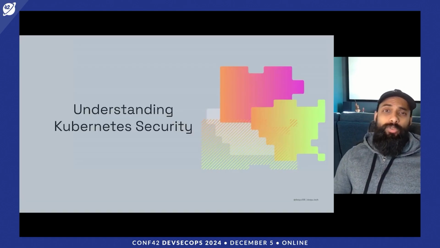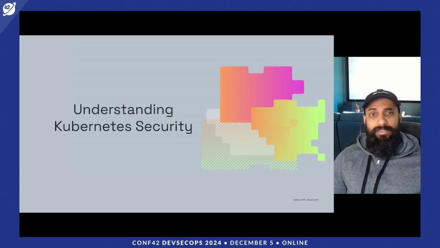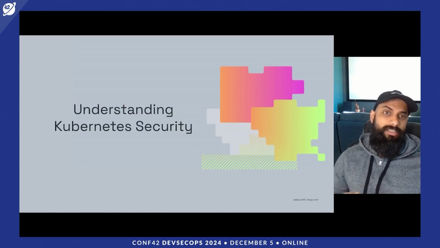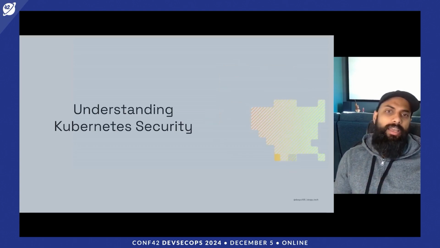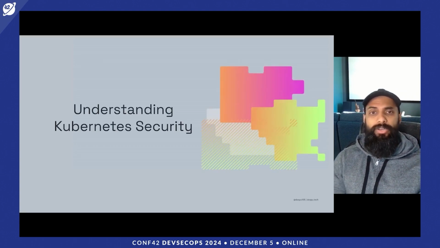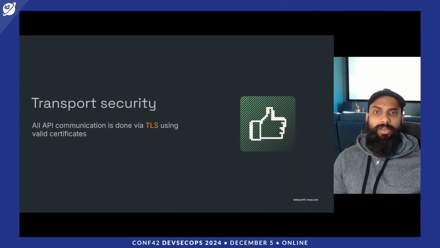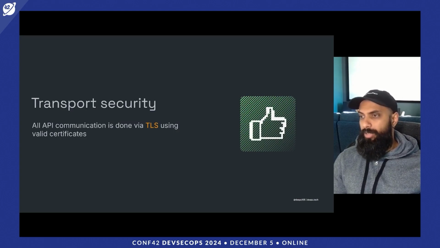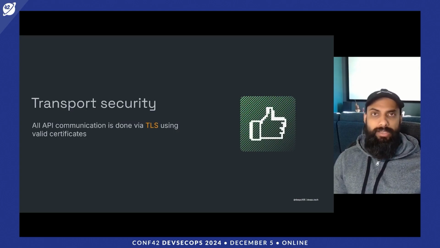So before we talk about security best practices in Kubernetes, I think it is important for us to have a basic understanding of Kubernetes security. Like any other complex piece of software, security in Kubernetes is multifold. So it can be broadly categorized into 4 layers. First we have the transport layer security, which is ensured using TLS. So all API communication is done via TLS using valid certificates. That forms the base layer of security.